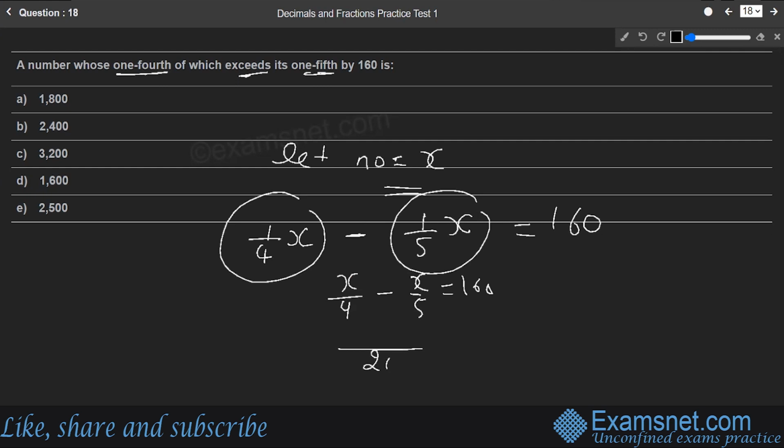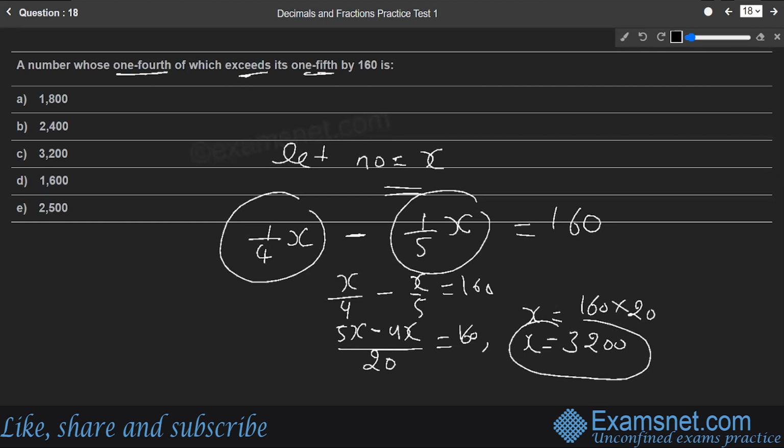Clearly, we can take the LCM of 4 and 5 as 20. So 5x minus 4x, since 20 divided by 4 is 5 and 20 divided by 5 is 4, is equal to 160, which gives the x value as 160 into 20, which is nothing but 3200. So the original number was 3200. Let's see where it is available. Available in option number C.